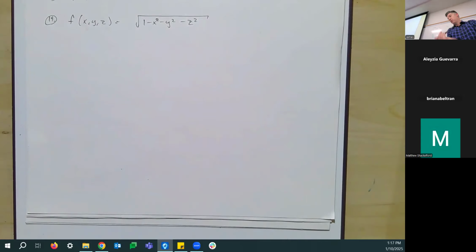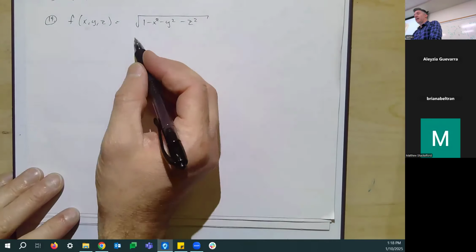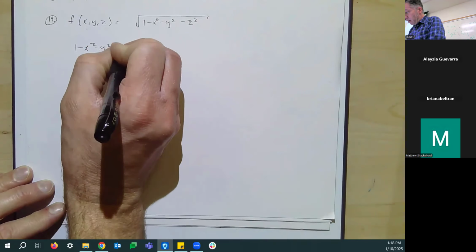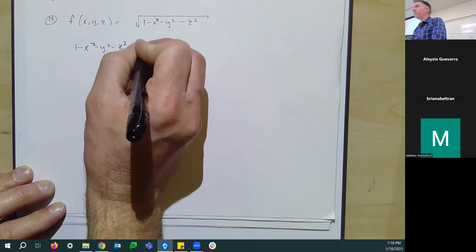Do I have a quotient? No. Do I have a logarithm? No. Do I have an even root? Yes. Okay, great. The stuff inside the even root has to be greater than or equal to 0.